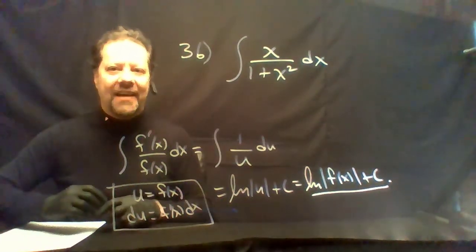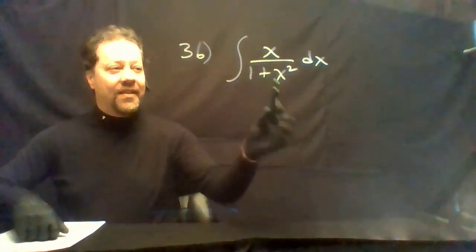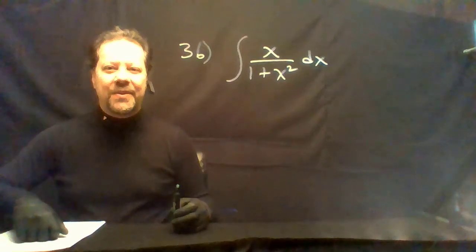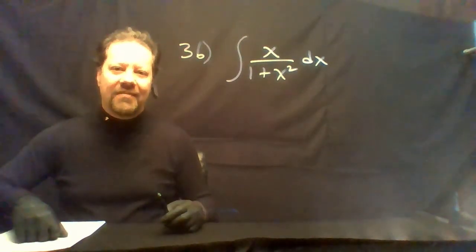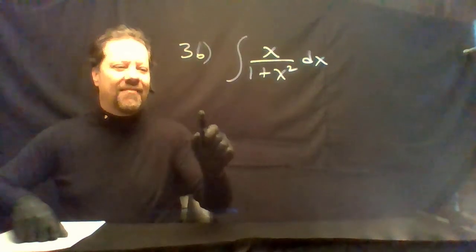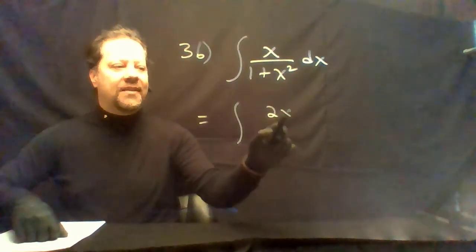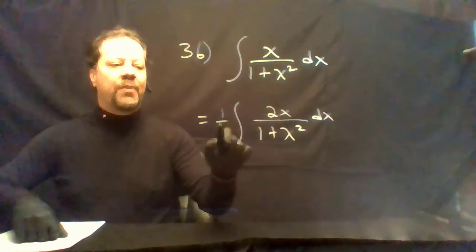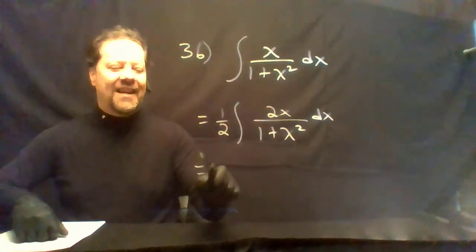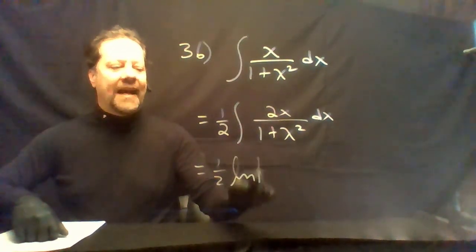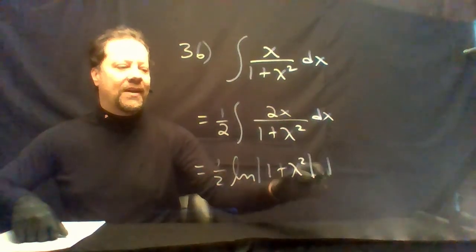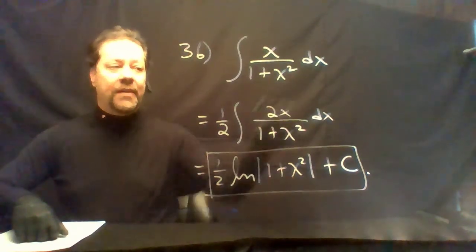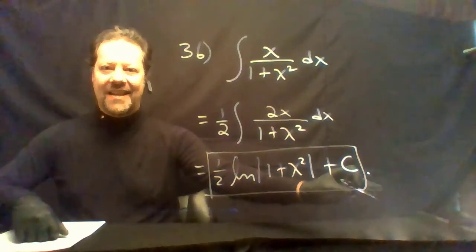Now that's not quite what we have on this problem, but it is almost. The derivative of the denominator is 2x, not x. But remember the old Spanish proverb, take what you want, then pay for it. I want the numerator to be 2x, so I'm going to make it so. I'll pay for it by putting a 1/2 in front. Now the answer is 1/2 log absolute value of 1 plus x squared plus c. You may jump directly from the question to this answer.